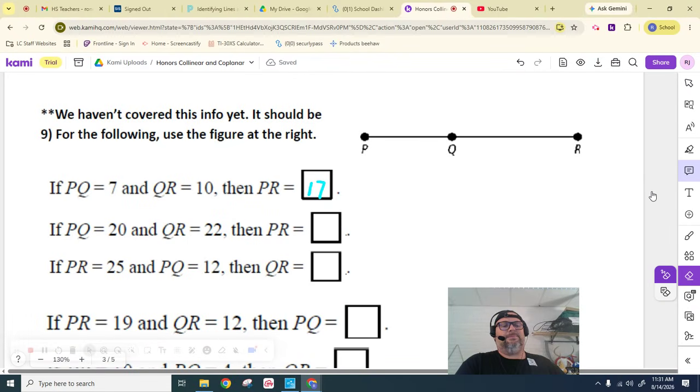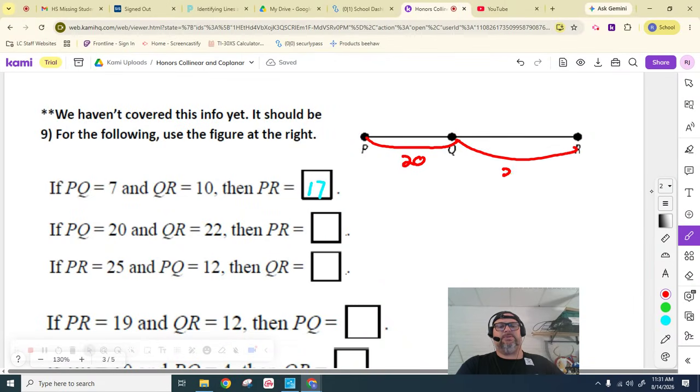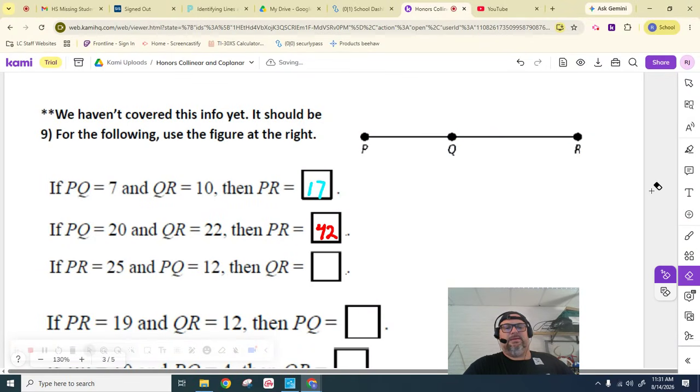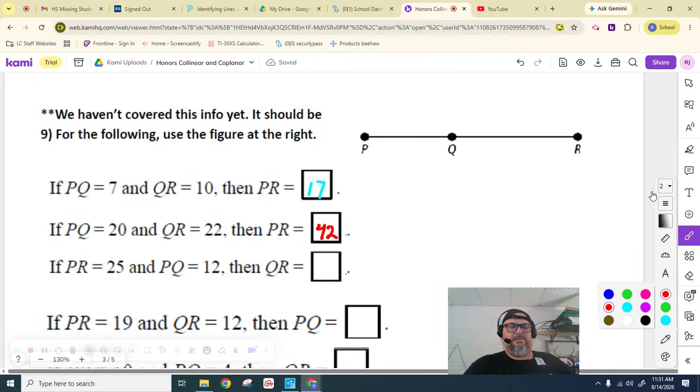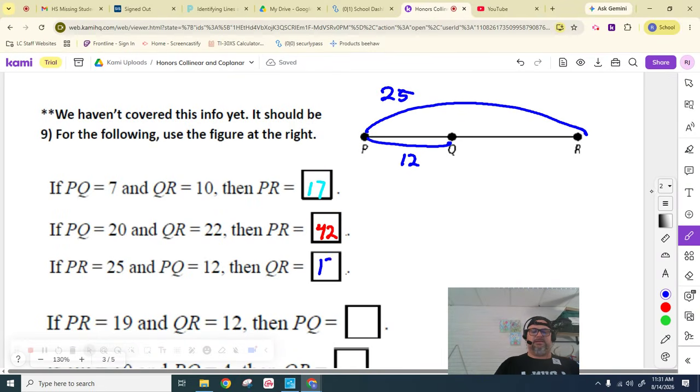All right. If this right here is 20 and this right here is 22, 42. All right. If this whole thing is 25, and that's not as funny as 20, well, it is funnier than 24, and this right here is 12, what's left? 13. Not 37.